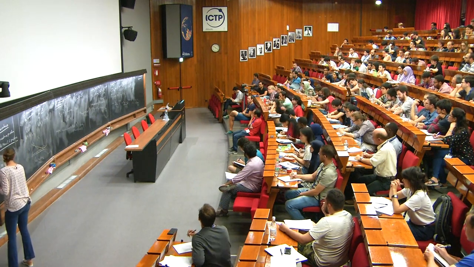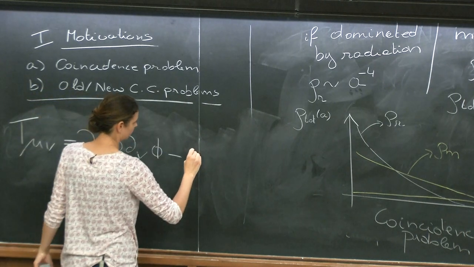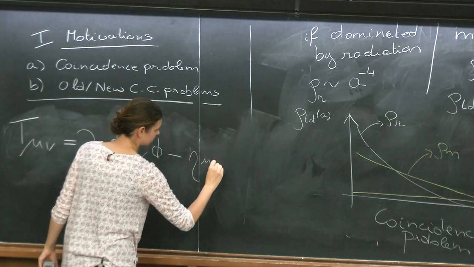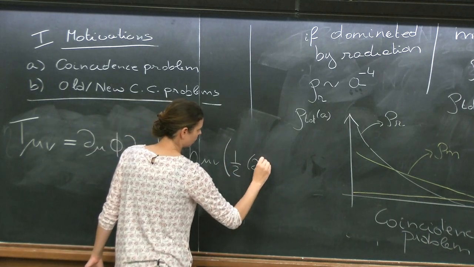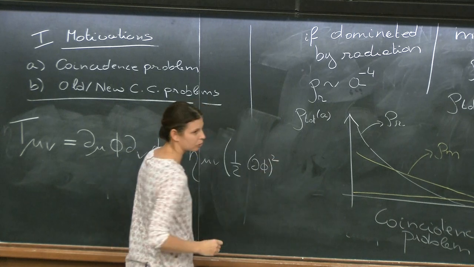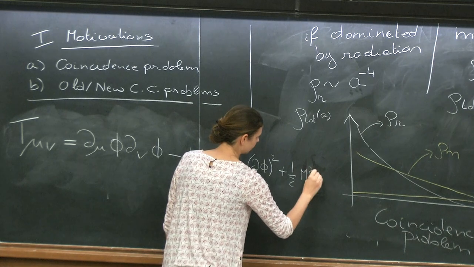So what is that? It's d mu phi, d nu phi, minus, if it's living on a flat space-time, eta mu nu, a half d phi squared, plus the potential. In our case, the potential is a half m squared phi squared.